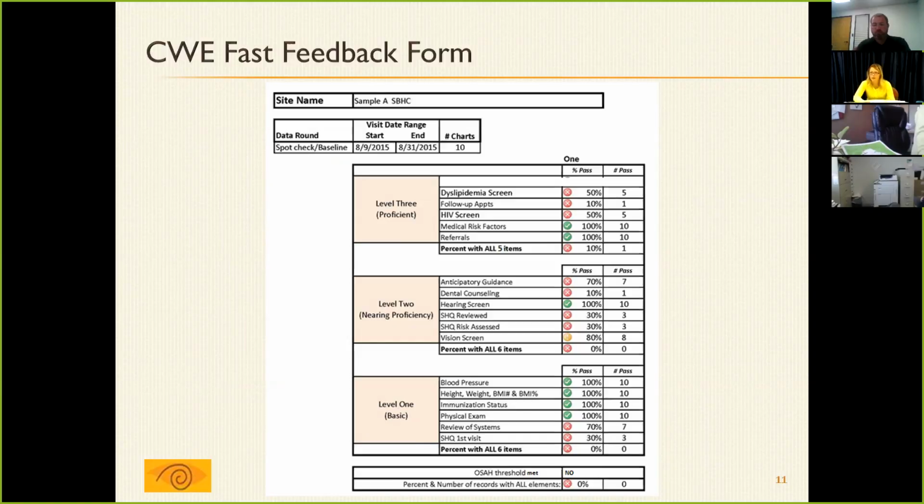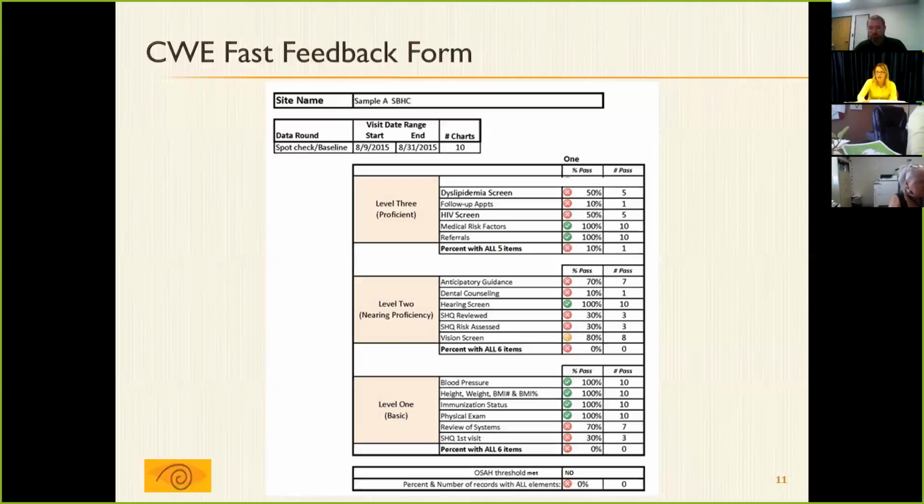So the third level includes some of the higher level pieces that school-based health centers often maybe don't have the equipment or capacity within the clinic to do, say, dyslipidemia or HIV screening, and then also referrals and follow-up appointments are included in that third level, and then assessing and documenting the medical risk factors. So this is what a sample feedback form would look like, and after you submit your data to us, we would send this back to you typically within a couple of days, and then you can start to look at it and see where there might be some areas for potential improvement.